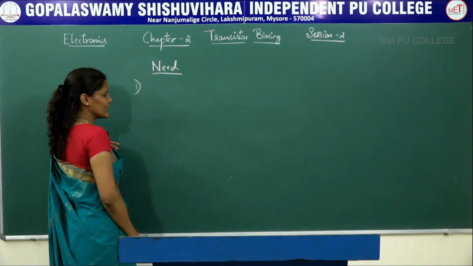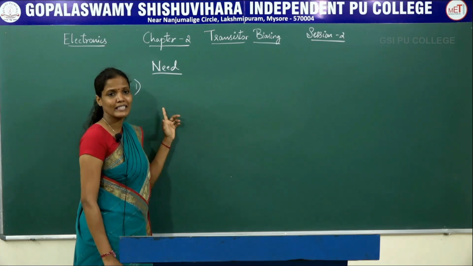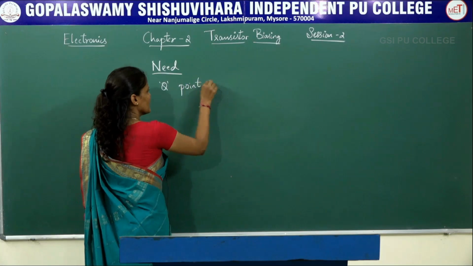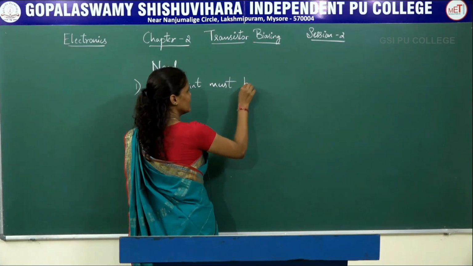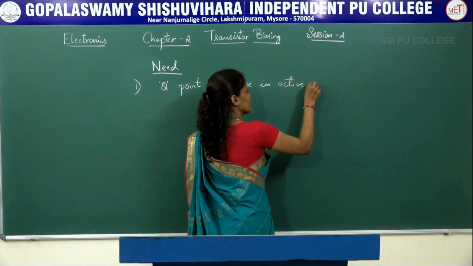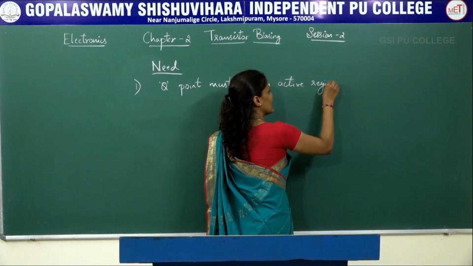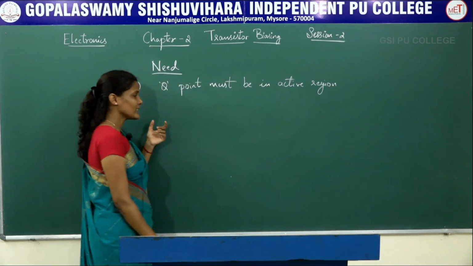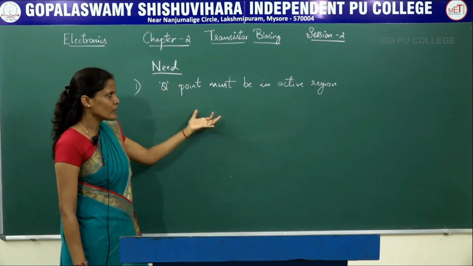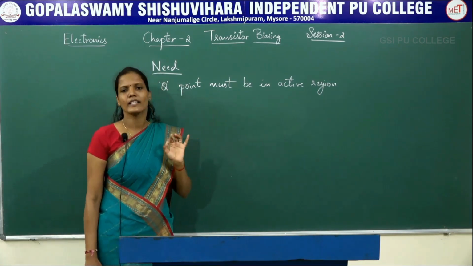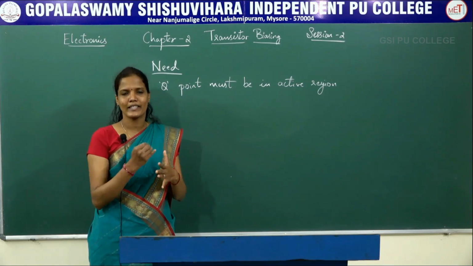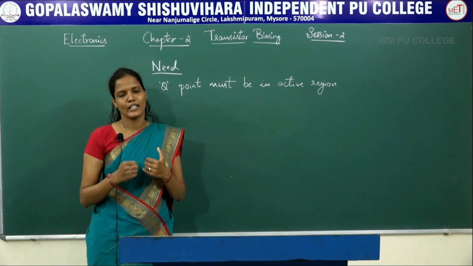So the very first one is the Q point must stay in the active region after applying the input signal. What is this Q point? We are going to study in detail in the next topic. So the Q point should be in the active region when the input signal is applied. That is, it should not shift either towards the saturation region or towards the cutoff region.